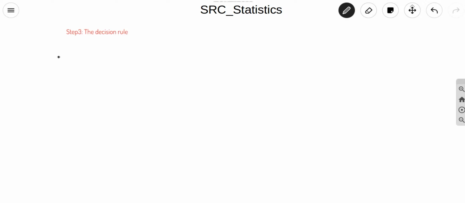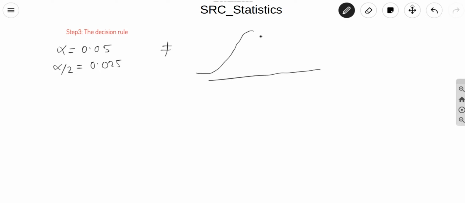Now we go to the decision rule of the problem. What was our level of significance in the question? The level of significance was alpha equal to 0.05, and the test is a two-tailed test because the alternative hypothesis contains the not equal to sign. So for a two-tailed test we divide alpha into two parts, alpha by 2, 0.025. That means the critical region will be at the two tails of the t distribution.